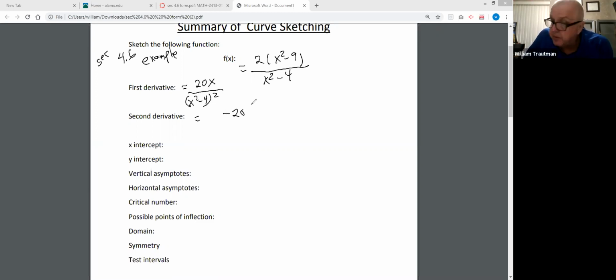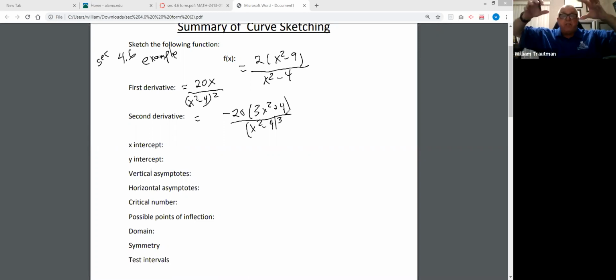The second derivative should look like this: negative 20, 3x squared plus 4, all divided by x squared minus 4 to the third. Now, if you look, you're supposed to square the bottom. It should be x squared minus 4 to the fourth. But what happens is there's a factor on top that's x squared minus 4, and it cancels out with one on the bottom. So this is the second derivative.